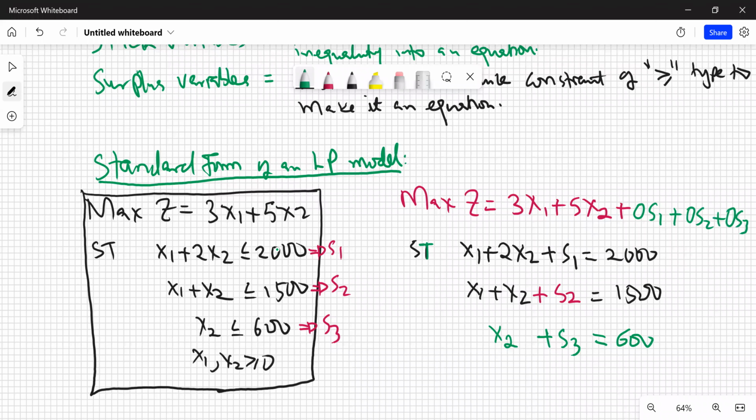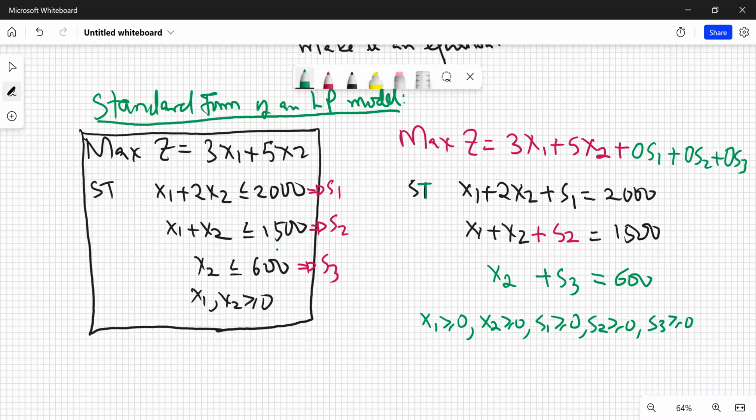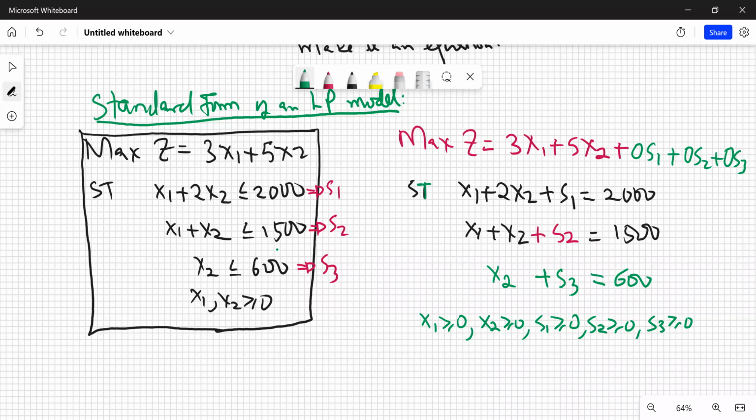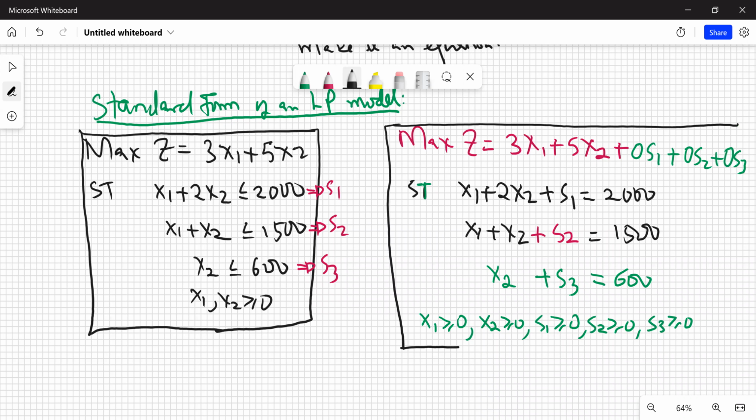Then for your non-negativity constraints, you will have x1 greater or equal to 0, x2 greater or equal to 0, s1 greater or equal to 0, s2 greater or equal to 0, and s3 greater or equal to 0. In other words, you can say x1, x2, s1, s2, s3 greater or equal to 0 to avoid the monotony. So this is what we call the standard form of an LP model. We call this one the standard form.